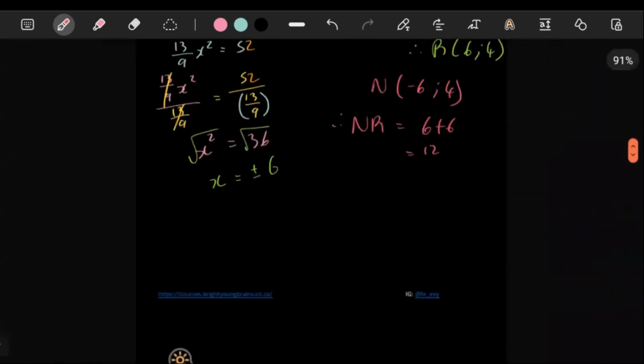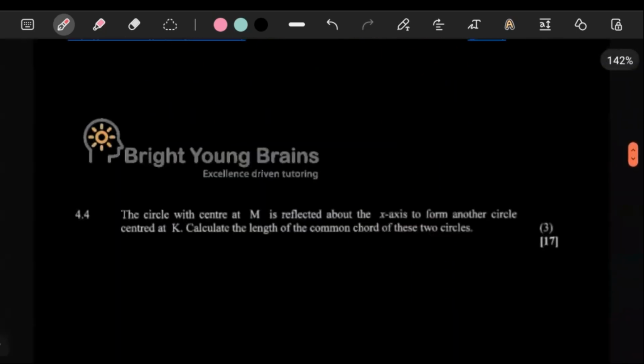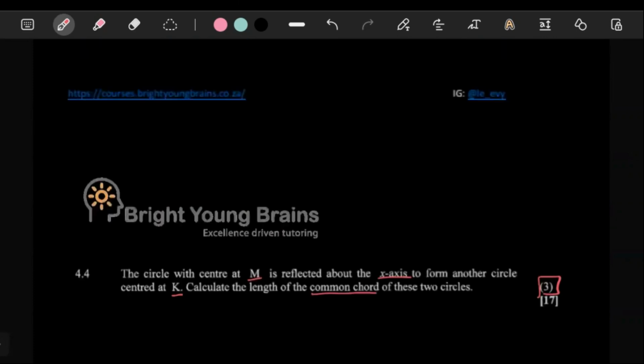It's fine. Let's go on to question 4.4 for 3 marks. The circle with center at M is reflected about the x-axis to form another circle centered at K. Calculate the length of the common chord of these 2 circles.